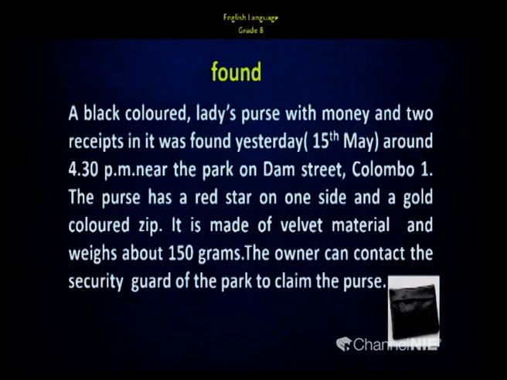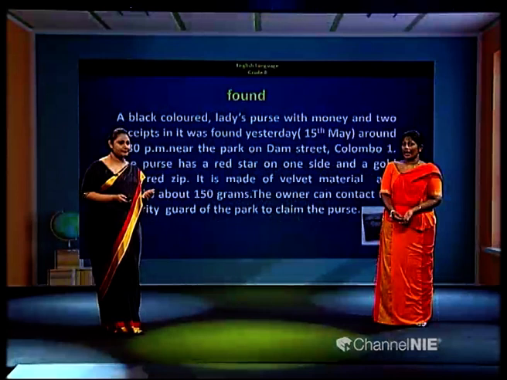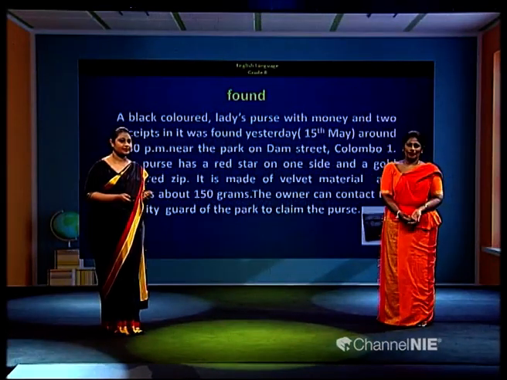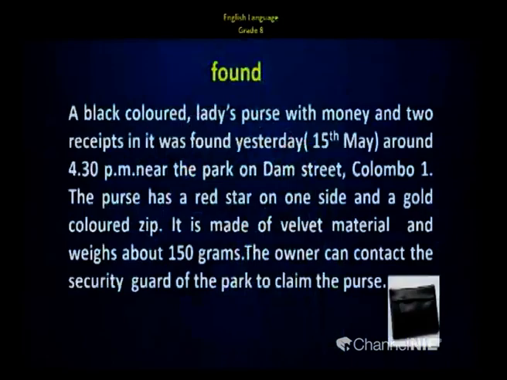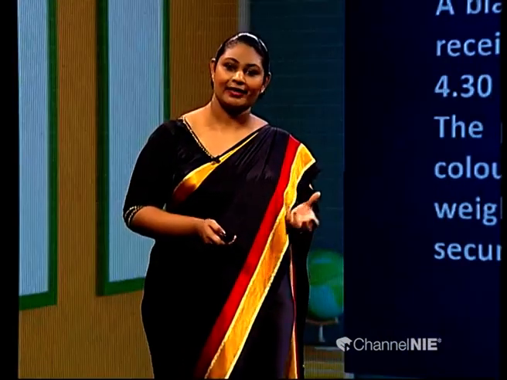And where was it found? Where was it found, Miss Niranji? It was found on Dam Street, Colombo 1. That's right, near the park on Dam Street, Colombo 1. And what does it have? It has a red star on one side. And what else? A gold-colored zip. That's right. So the material, velvet material. It is made of velvet material and weighs about 150 grams. That is also there, right? So this is the way you write a notice, describing a thing, describing things.